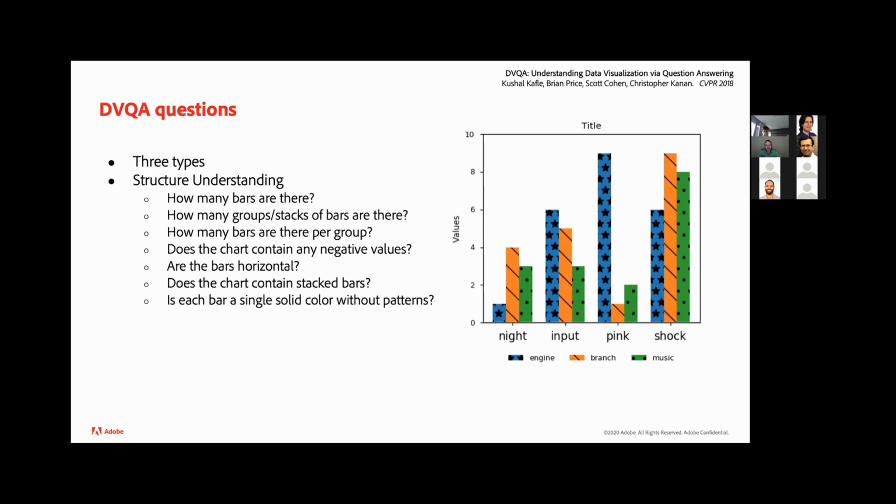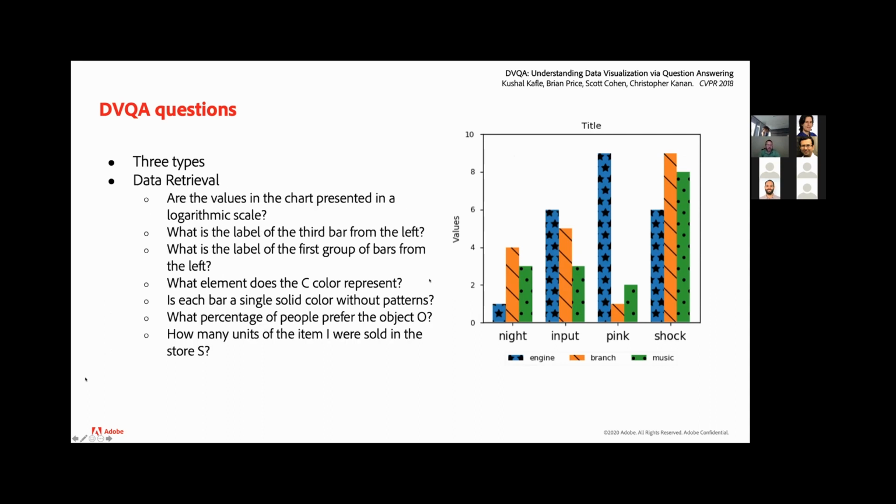And then we also needed a lot of questions, and we generated these automatically based on some templates. We had three basic types of questions. The first was structure understanding. This is basically understanding the structure of the chart, like how many groups are there or how many bars are there? Are they horizontal versus vertical?